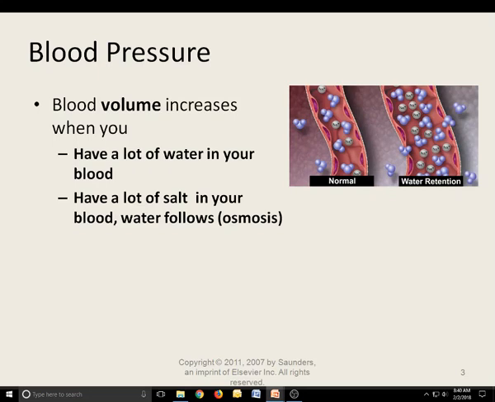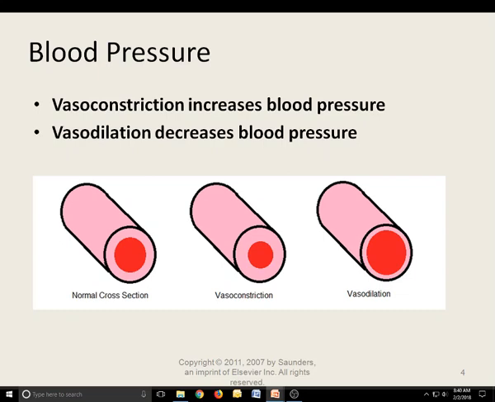If you have a lot of fluid in your blood, or if you have a lot of salt in your blood and therefore a lot of fluid in your blood, both of those things can increase blood pressure because that's an increase in blood volume. Vasoconstriction increases blood pressure, and vasodilation decreases blood pressure for the reasons we just mentioned. If you're vasoconstricting, that increases blood pressure. If you're vasodilating, that decreases blood pressure.